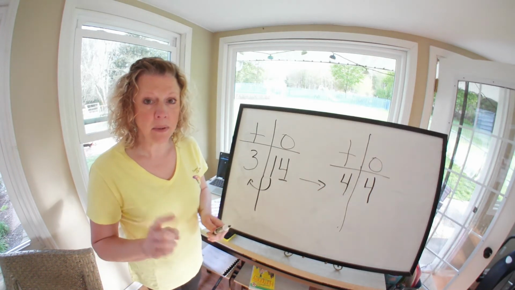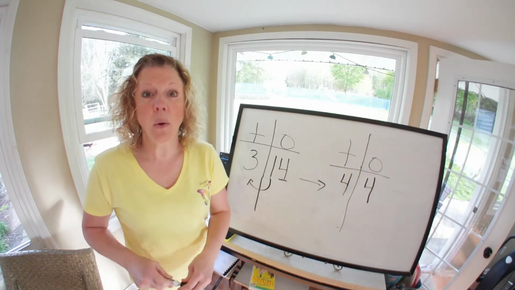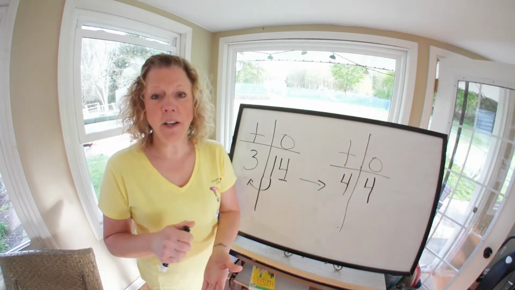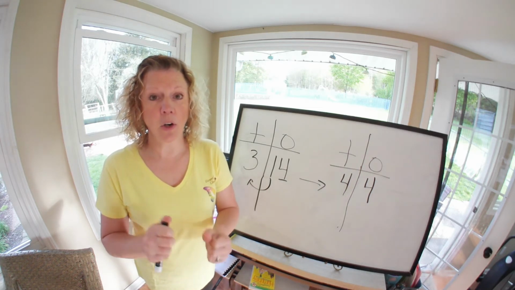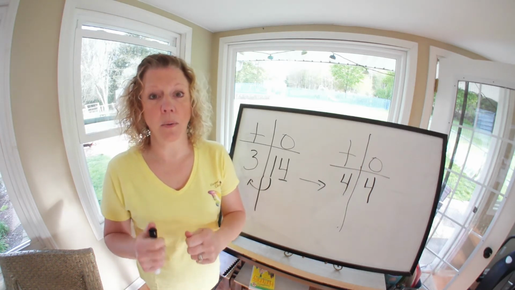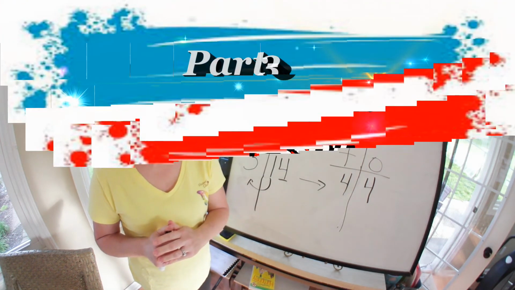I need you to remember something. You can have up to 9 1s in the 1s column. The second you go to 10, you have to do some trading. So you're going to need to remember that when we do our problem for the homework for tonight. So hold on, here we go.